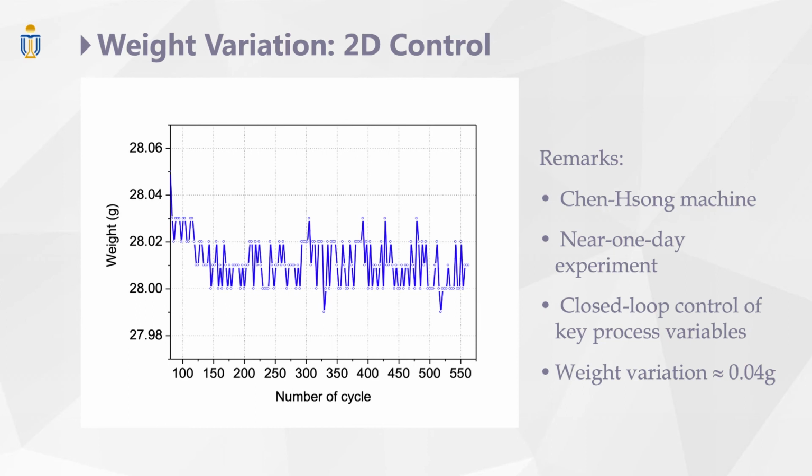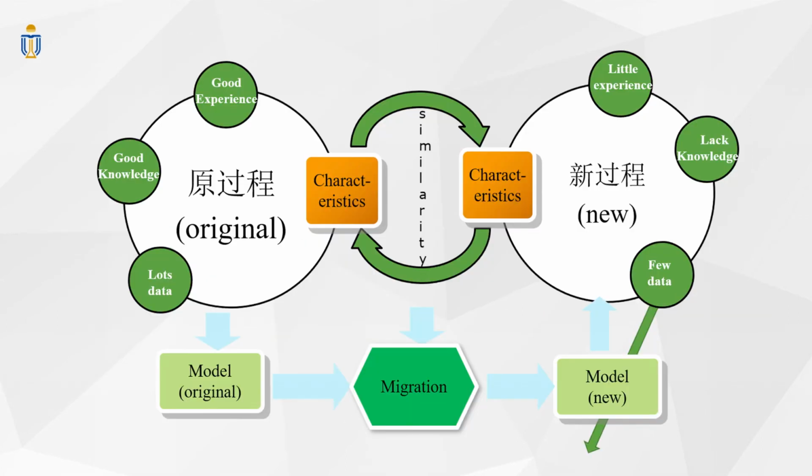We need to point out that the balance we used to measure the weight has a resolution of 0.01 gram. If we use a better balance, maybe the weight repeatability would be even better. That's the work related to control.